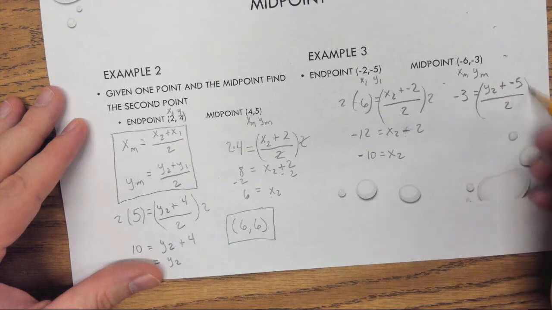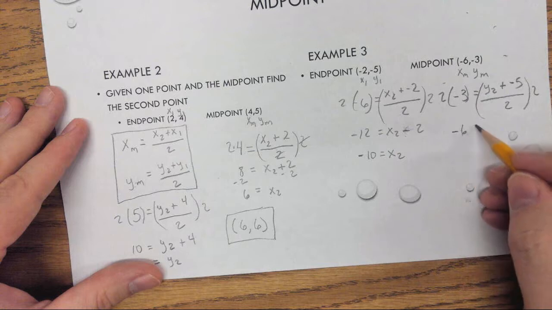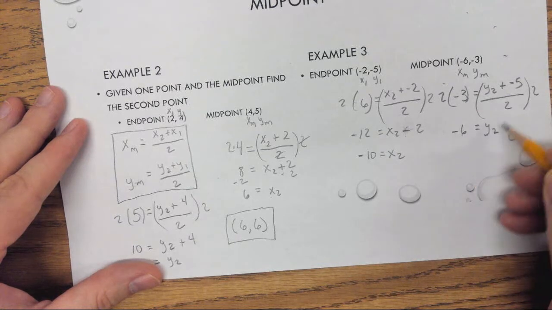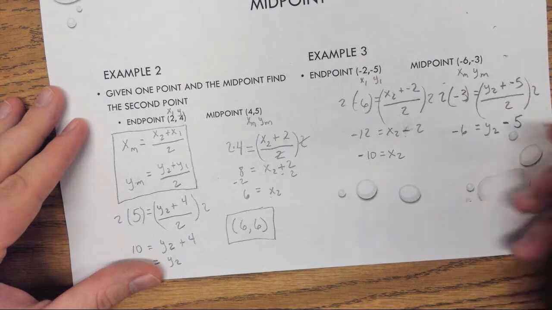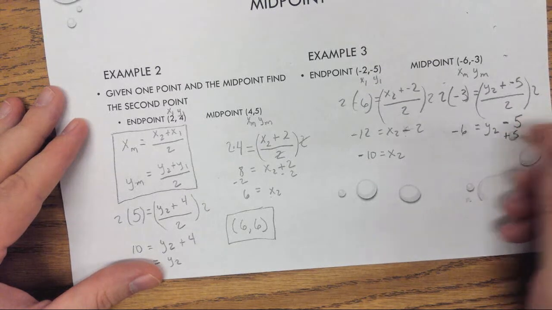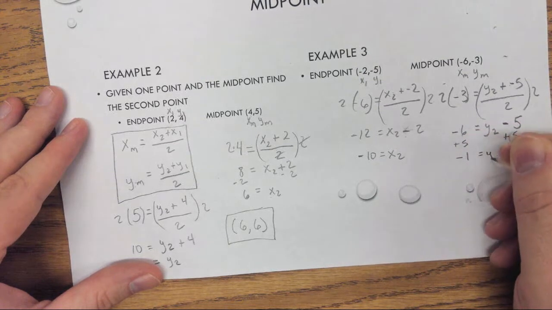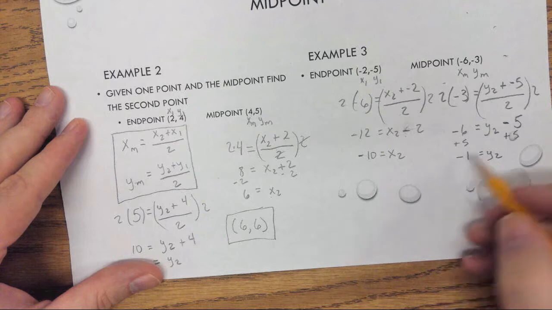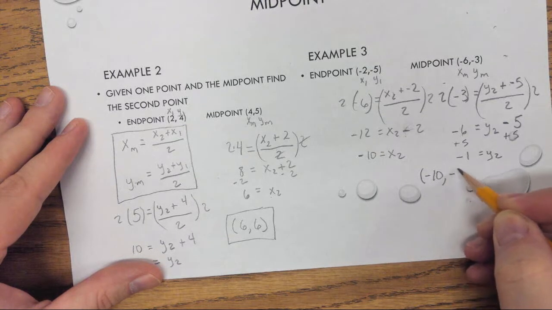I'm going to multiply by 2 on this other one. I get negative 6 equals y2 plus negative 5. Adding a negative, remember, means to subtract. That means I'm going to add 5 to both sides. And I'm going to get negative 1 equals y2. So, the other endpoint is negative 10, negative 1.